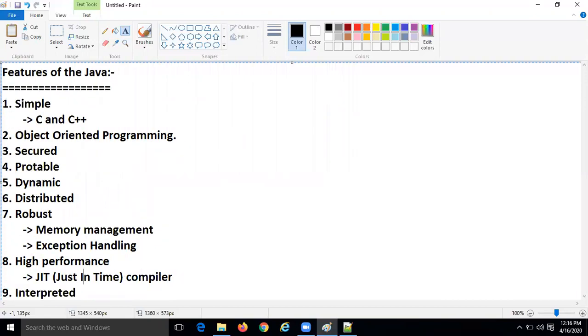Next one, what are the features of Java? Java is simple. It is simple when you know C and C++. Next, Java is an object-oriented programming language, but it is not a pure object-oriented programming language. You have to remember that one. Java is a secure language. Java is a portable language. Java is a dynamic programming language. Java is a distributed programming language, and also Java is robust, a strong programming language in two places. One is memory management, another one is exception handling.